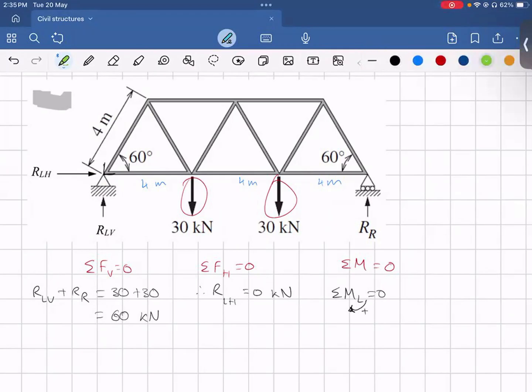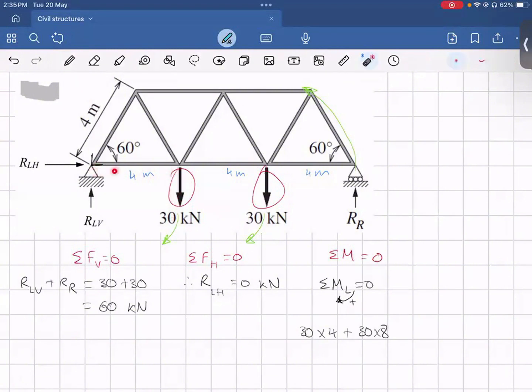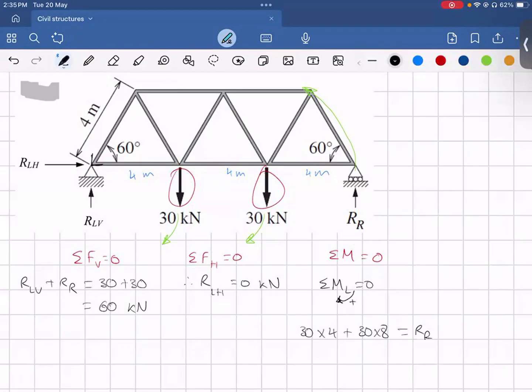Now, a trick to help you determine on which side of the equation the forces should be applied for the moments equation, try drawing a circle continuously from each force. So RR will be going anti-clockwise, the 30 kilonewtons will be going clockwise, and this 30 kilonewtons will also be going clockwise. So now we can create a moments equation as 30 times 4 plus 30 times 8. That's force times perpendicular distance, force times perpendicular distance, which is going to be equal to RR times 12. Therefore, RR is equal to 30 times 4 plus 30 times 8 all over 12.